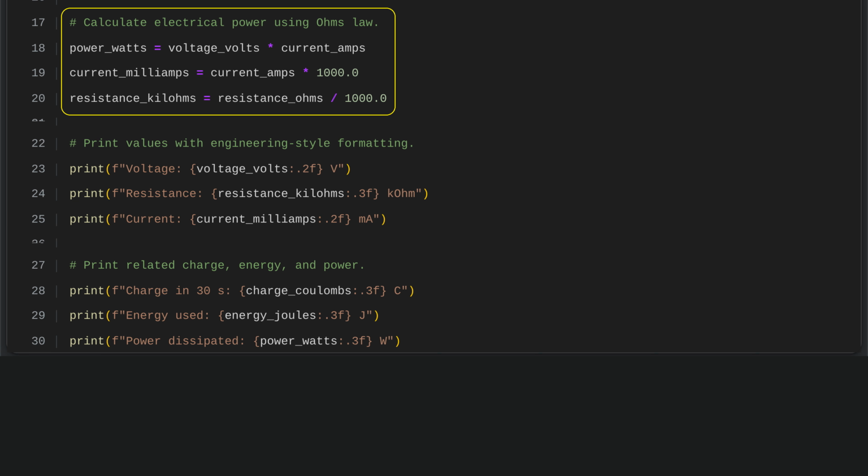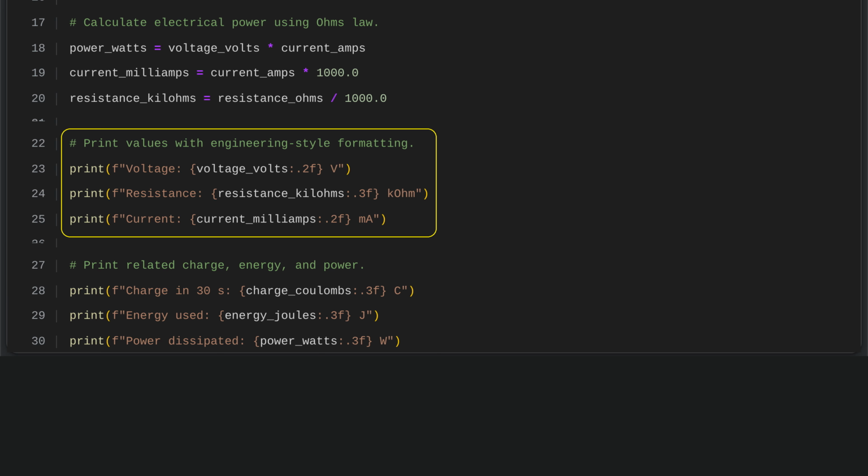Use Ohm's law to find electrical power by multiplying voltage in volts by current in amps, giving power in watts. Then convert current to milliamps by multiplying by 1,000, and convert resistance to kiloohms by dividing by 1,000. These conversions make circuit values easier to read and work with.